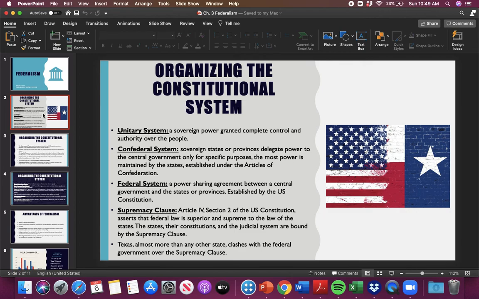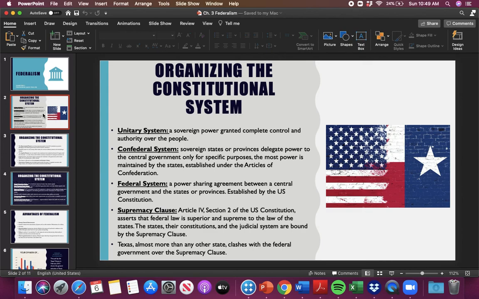And so oftentimes when we get a ruling or a law that Texas doesn't agree with, it will still try to push back against that. Some notable issues: gay marriage is one, abortion is another, the Voting Rights Act, things like that. And we'll talk about these as we go through the semester, about areas where Texas has clashed with the federal government.